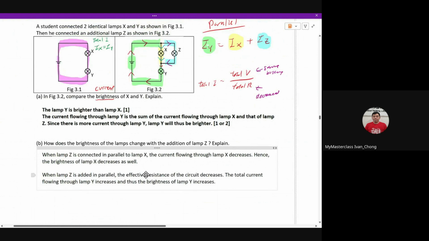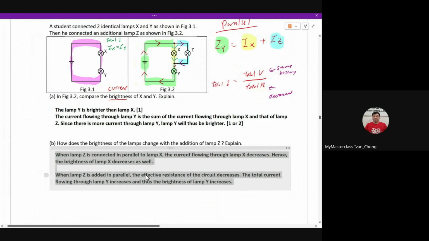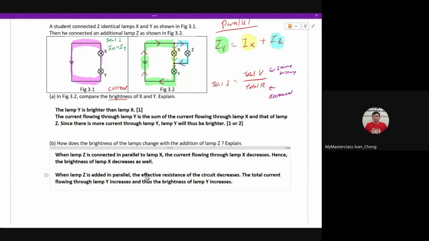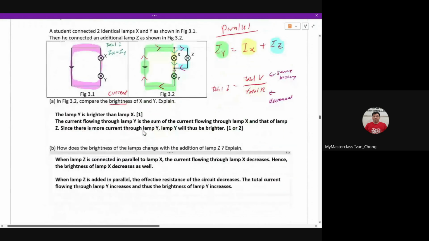So just be careful. When you're parallel, we are going to use selected parts of your explanation to target why this is so. You want to go straight directly to the relationship. What happened? Something must change to affect the current, and if my current is affected, therefore my brightness will also be affected. So you just need to be very careful. This is one of the trickier questions that could come out in the exam.